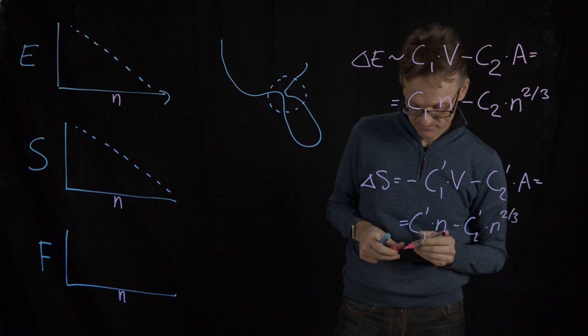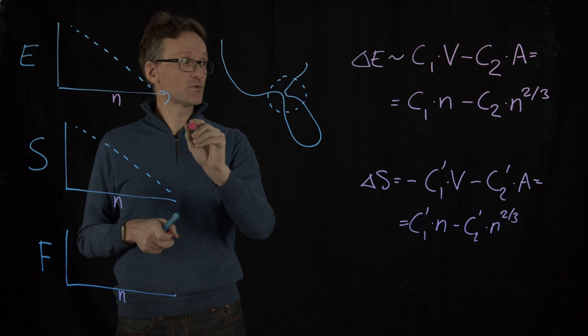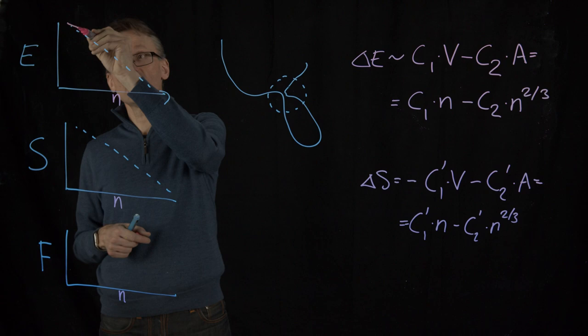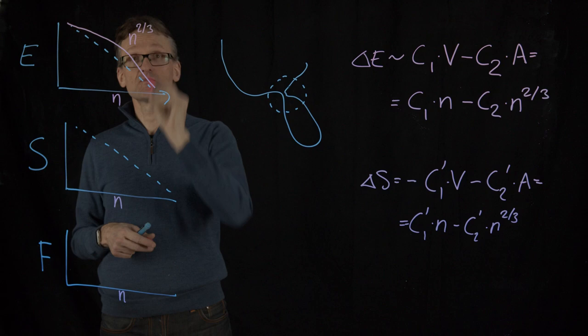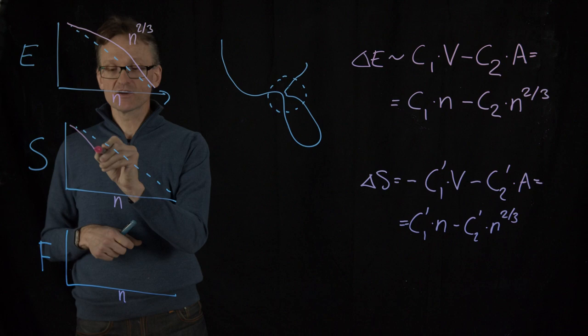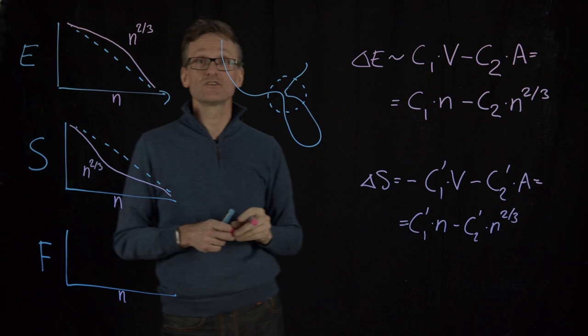What that means is that if we look at energy first, we had something that was proportional to n, but it's not quite that good. In particular, in the beginning, I'm not going to go down quite that quickly. So there will be a deviation here that is proportional to n to the 2/3. Entropy, on the other hand, is going to go down quicker initially. So here there will also be an extra term that is n to the power of 2/3.